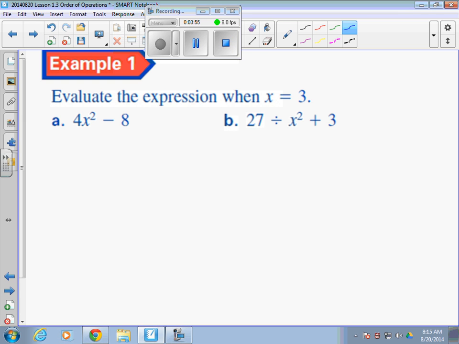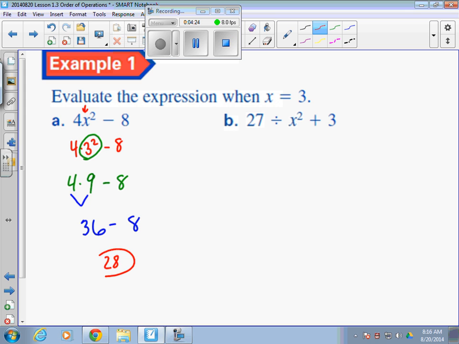It says evaluate when x is 3. So that means in place of x, we're plugging in 4 times 3 squared minus 8. The next thing you do after that is you do the exponent step. You do 3 squared, which means 3 times 3 is 9. So now 4 times 9 minus 8. 4 times 9, you do the multiplication next, is 36. And you finish up with the addition and subtraction. In this case, it's subtraction. 36 minus 8 is, in fact, 28.